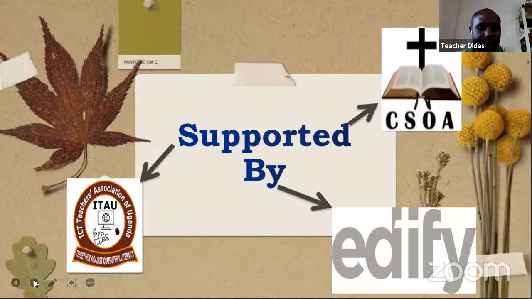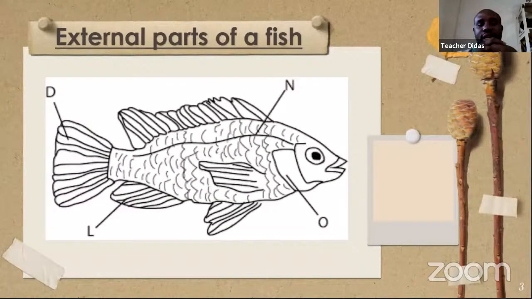Class, let's go to what we are supposed to look at today. Today, mainly, we are looking at the external parts of a fish. When you look at the fish, it has many parts. I'm going to give you a chance to name some of the parts. There are only four named, but it has very many parts. So I request you to raise your hand if you can name any part of the fish you see on the diagram, and let me know.